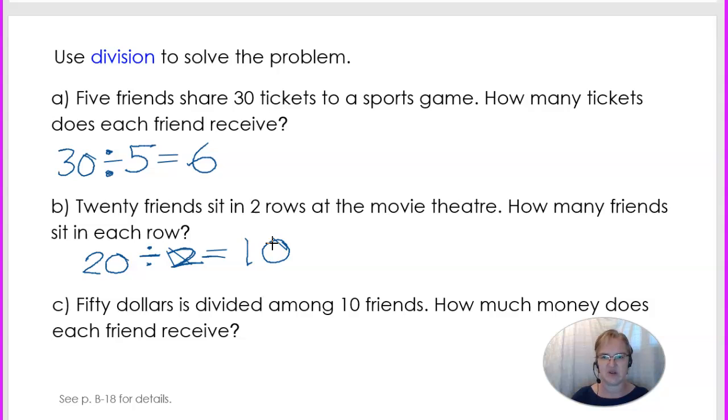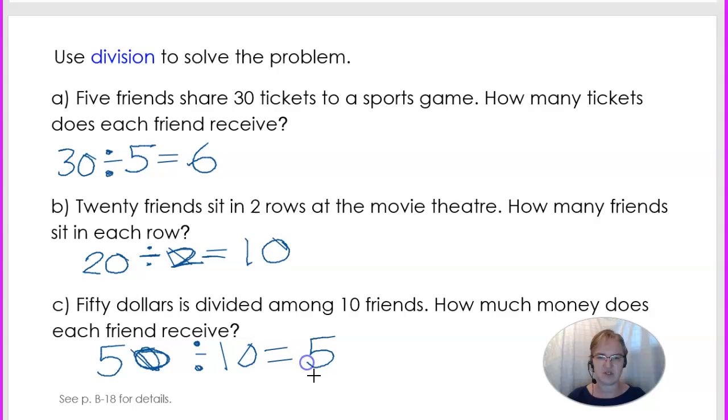In the last one, number C, $50 is divided among 10 friends. How much money does each friend receive? We're starting with $50 divided among 10 friends will be how much? Counting up again, 10, 20, 30, 40, 50. So we used 5 fingers, so each friend will receive $5.